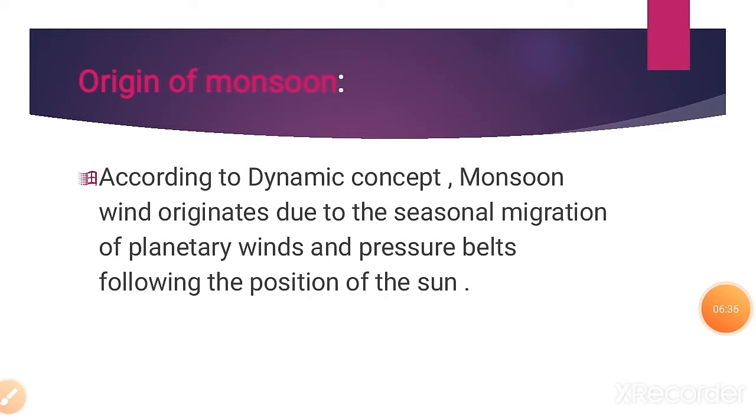Next, origin of monsoon. Monsoons are a complex meteorological phenomenon. Meteorologists have developed a number of concepts about the origin of monsoons. According to the dynamic concept, monsoon winds originate due to the seasonal migration of planetary winds and pressure belts following the position of the sun.